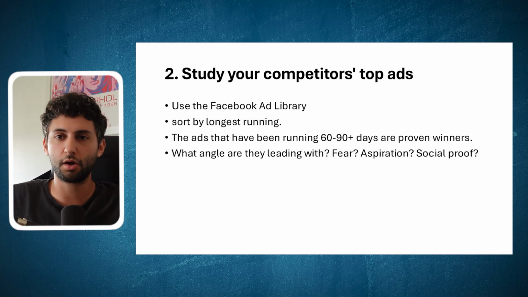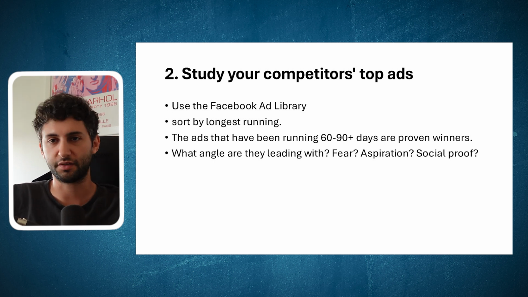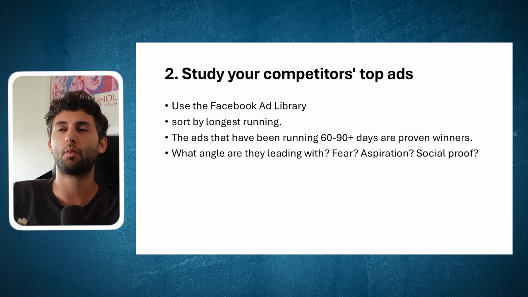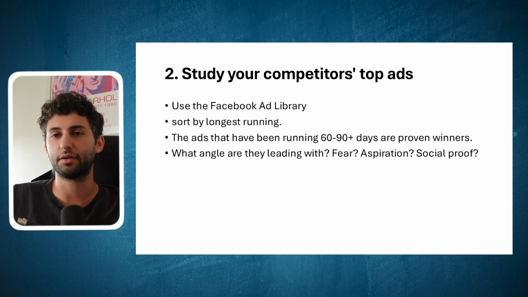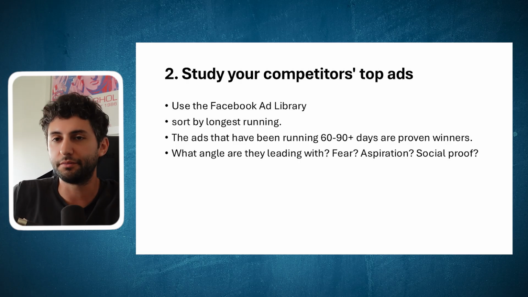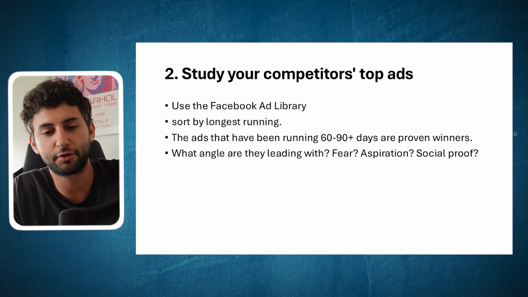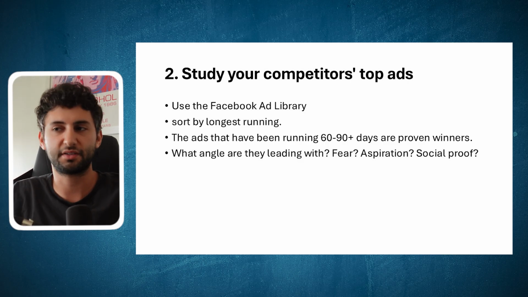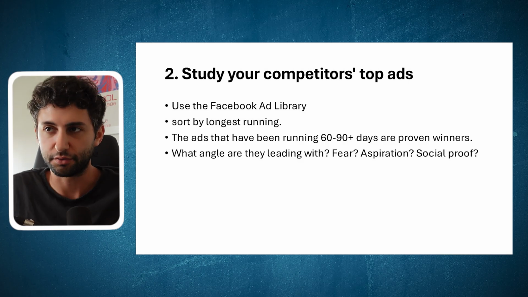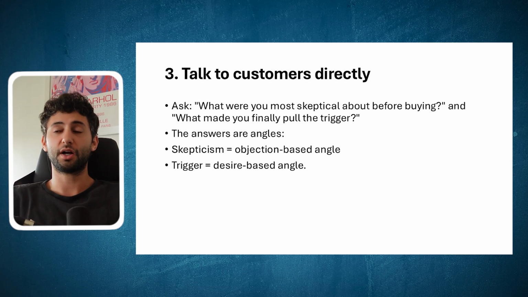So the ones that are running the longest, with the most impressions, are obviously the top performers. It's possible some are retargeting ads, or it's just being run to run, so it's not the best top performer, but you get it. You go to the top 5, the top 10 ads they're running for the longest time, and base the ads around those. Number 3 is talk to your customers directly.